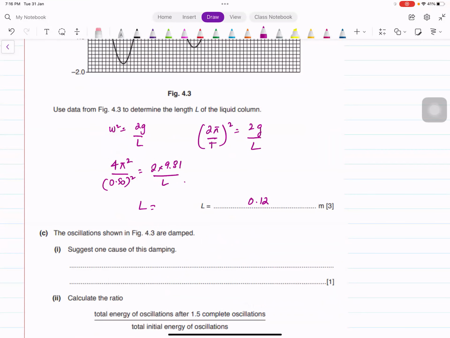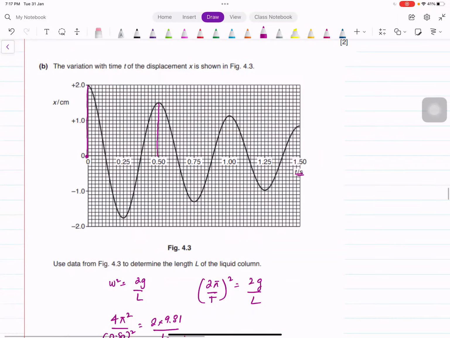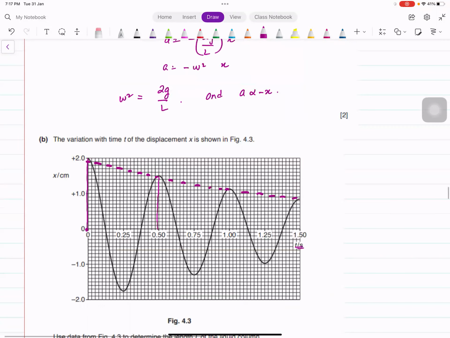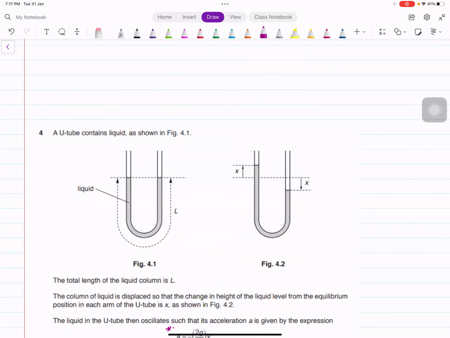Okay. Then, there's one cause of this damping. If you look at this, it's basically decreasing the energy slowly, right? So it's light damping. Do you guys understand this? With respect to light damping, you look at the diagram. What do you think would be the cause of damping here? Any ideas?